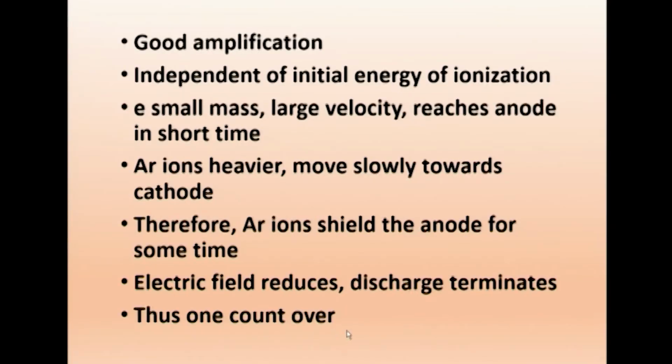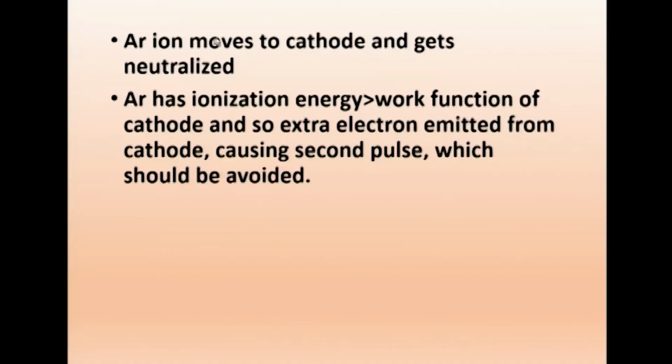After that you will not get any current pulse, it will terminate, because there is no potential there, because this positive air ion is screening the negative potential. Positive air ions are shielding the negative cathode. Thus, one count is over. It cannot count anymore till this air ion reaches and it gets ready for the next one. So, one pulse is given now. One alpha particle has entered, all this chain reaction occurred, and then it will stop, because of the shielding or screening. Thus, one count over. Air ion moves to cathode and gets neutralized.